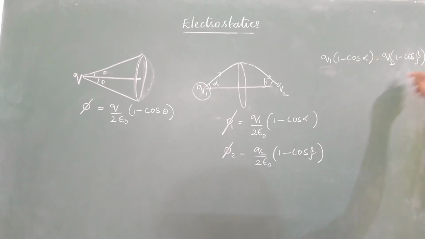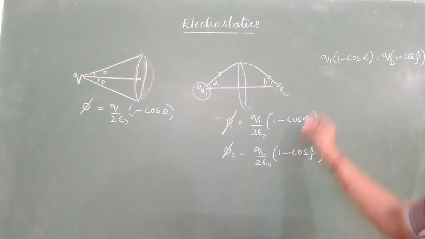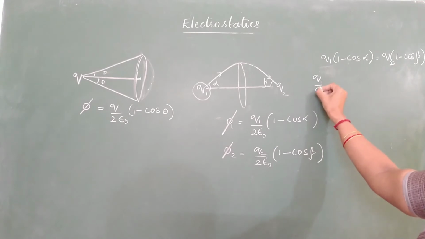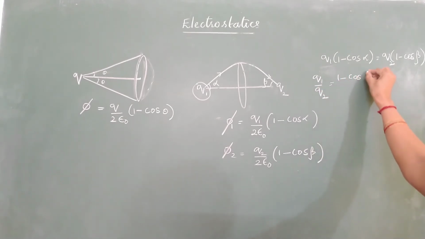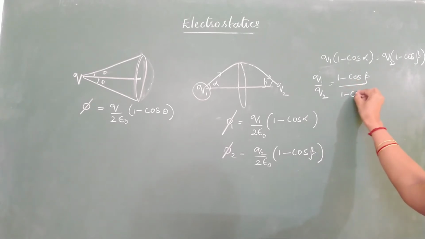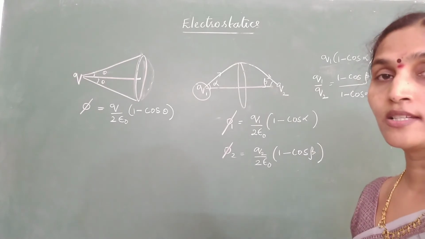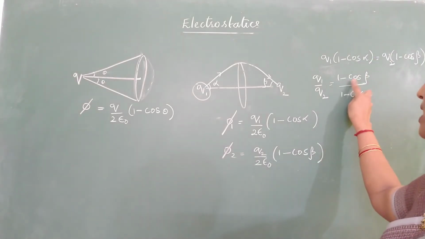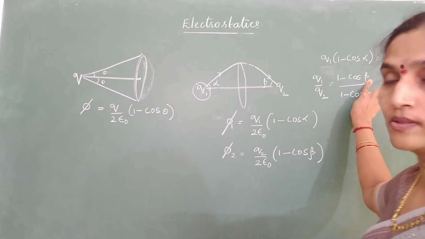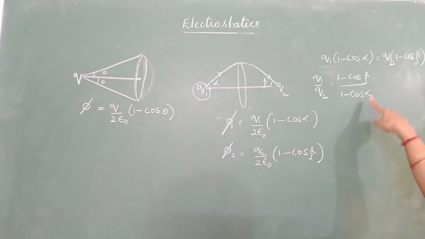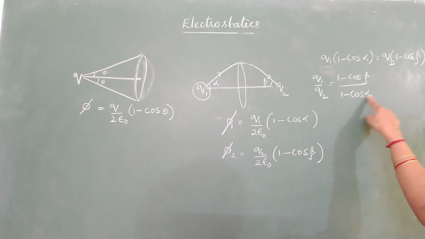Did we get a relationship between q1, q2, alpha and beta? This implies q1 by q2 is equal to 1 minus cos beta by 1 minus cos alpha. If you want, you can leave the answer like this, or you can still simplify. We know 1 minus cos beta by 2 is sine square beta by 2, so you can write it as sine square beta by 2, and this is sine square alpha by 2.